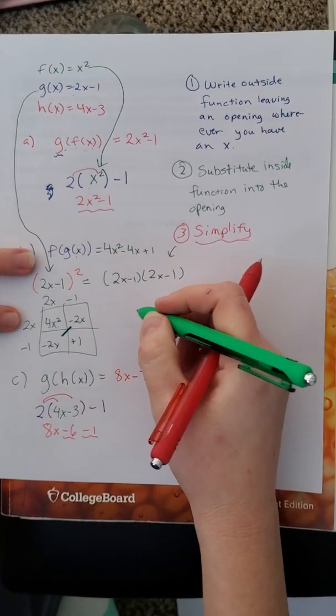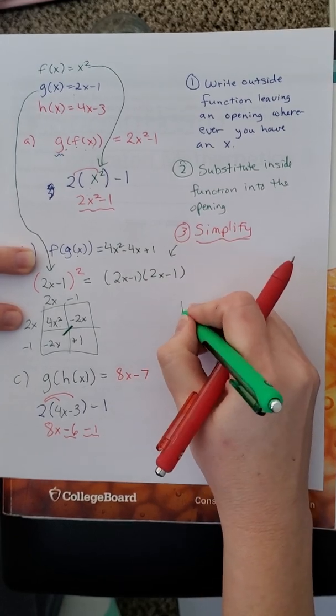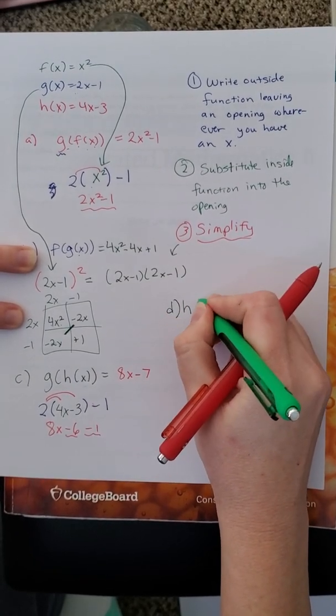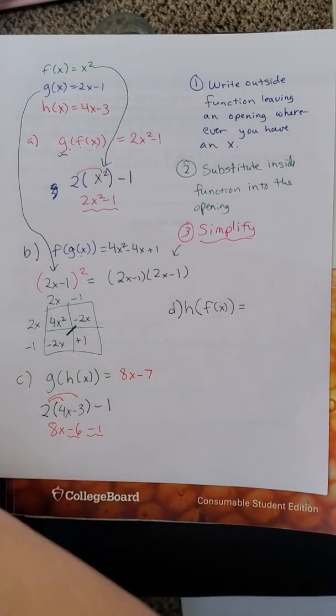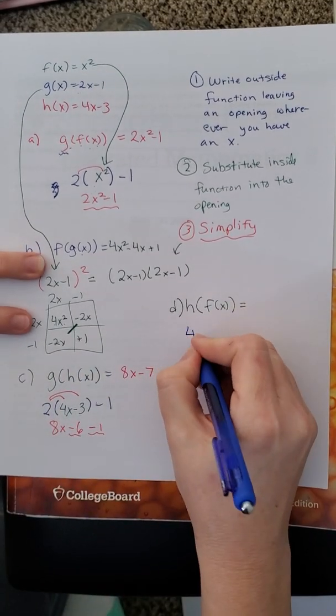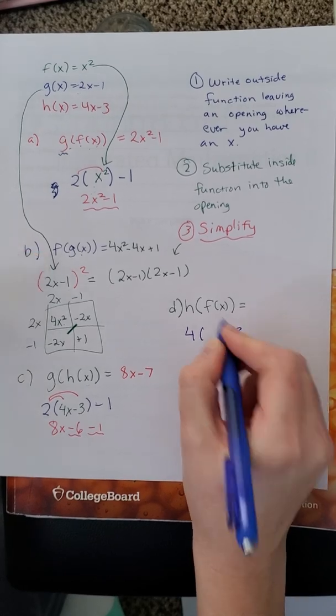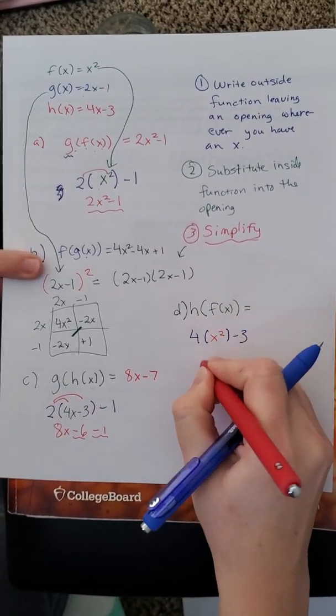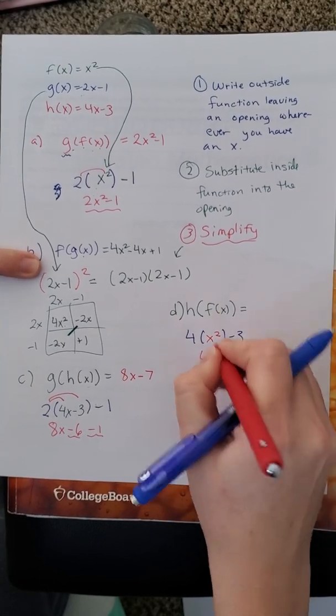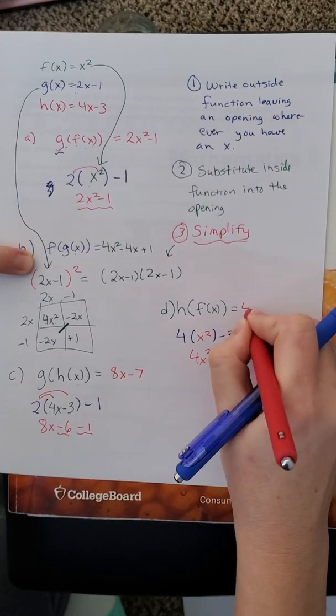I'm going to give you another example to try. So let's try example D, h of f of x. So I'm going to take h, because that's my outside function, 4x minus 3, and I'm going to substitute in f. F was x squared, and then that would give me 4x squared minus 3, and I am done.